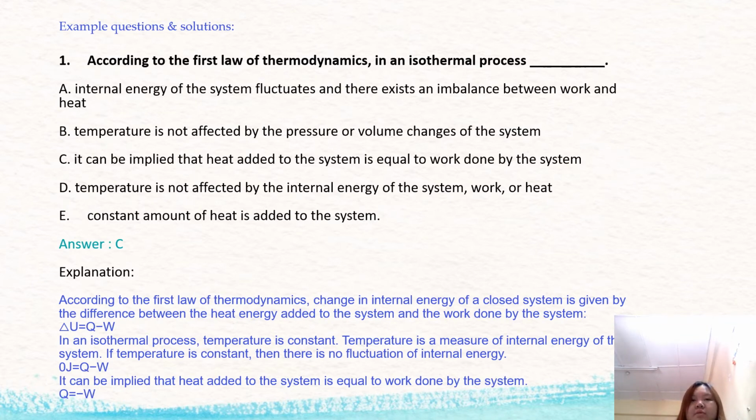According to the first law of thermodynamics, the change in internal energy of a closed system is given by the difference between the heat energy added to the system and the work done by the system, with the formula change in internal energy equals Q minus W. In an isothermal process, temperature is constant. Temperature is a measure of internal energy of the system. If temperature is constant, then there is no fluctuation of internal energy. So 0 joule equals Q minus W. That means it can be implied that heat added to the system is equal to work done by the system, Q equals W.